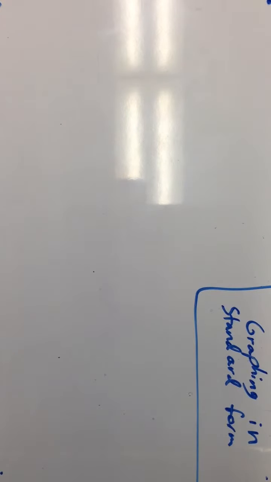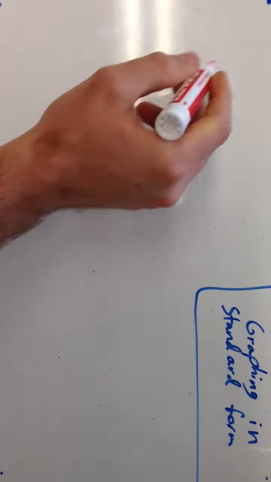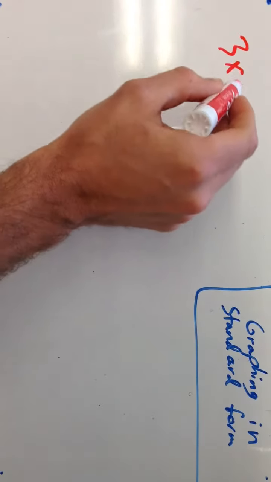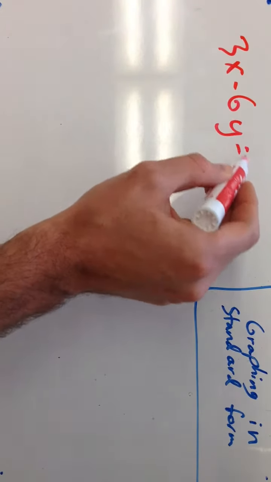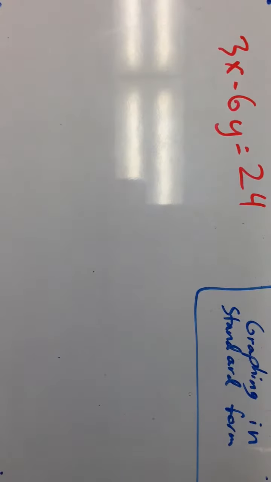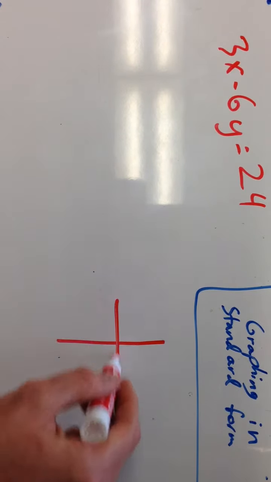So in this chapter, we had standard form equations that looked something like this. And I want to graph that thing. Well, sometimes they're a little bit tricky.